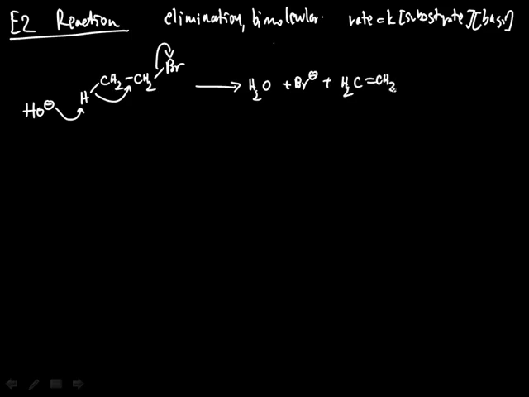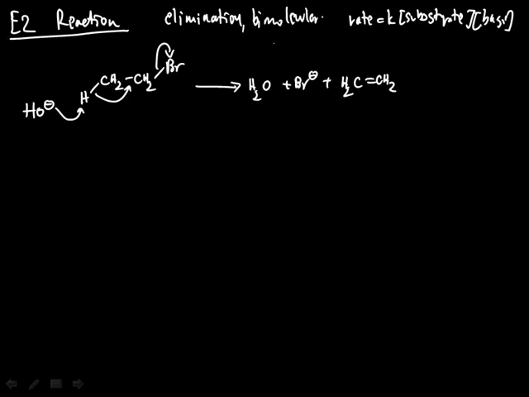And so this is a case where you have a base which is significantly stronger than it was in an E1 reaction, and it simply can't wait for the cation to be formed. Instead, it jumps in, takes the proton from the neutral substrate, and then gives the elimination.